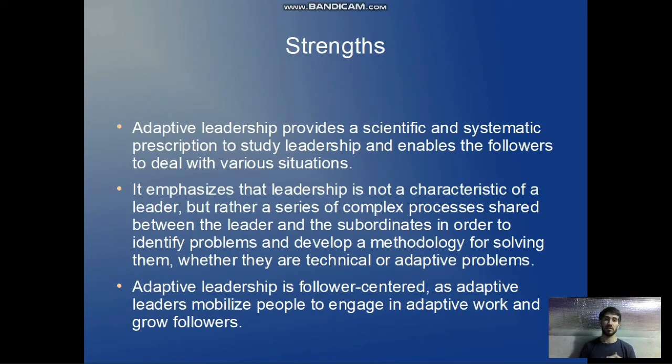The strength of the adaptive leadership style is that it provides a scientific prescription to study leadership and enables the followers to learn it and to deal with various situations. So it's not a characteristic of a leader, but rather a serious complex process shared between both leader and followers in order to find a solution for their problem, whether it is a technical or adaptive problem. So adaptive leadership is follower centered.